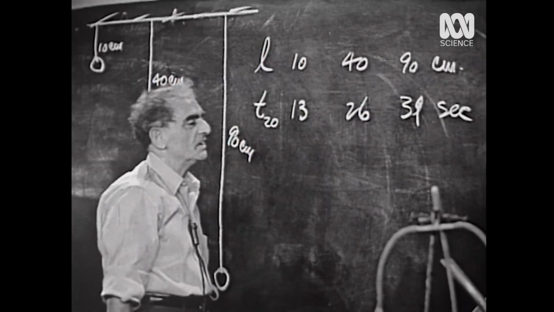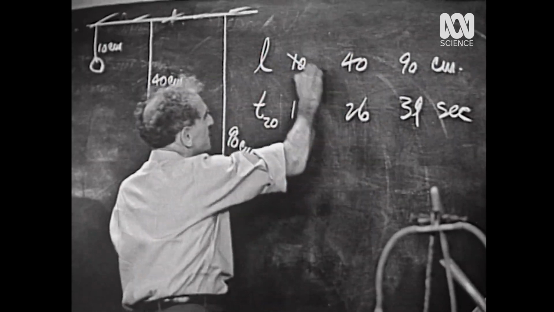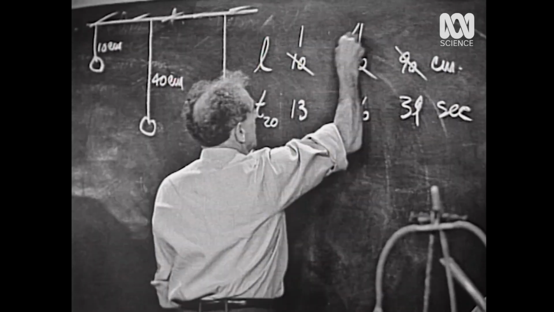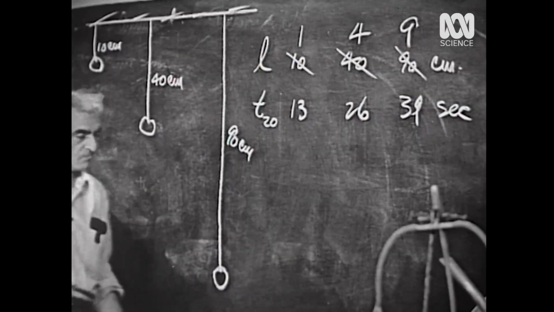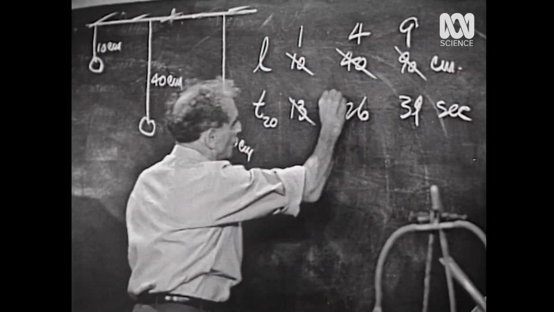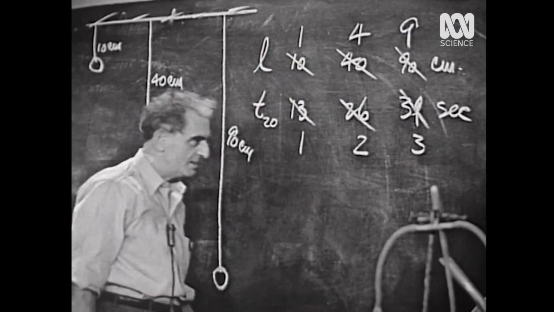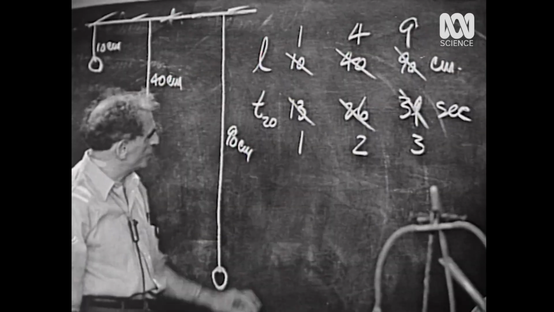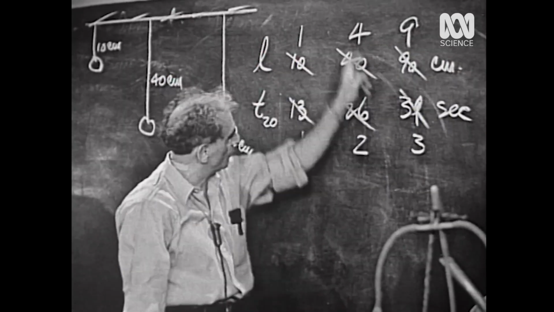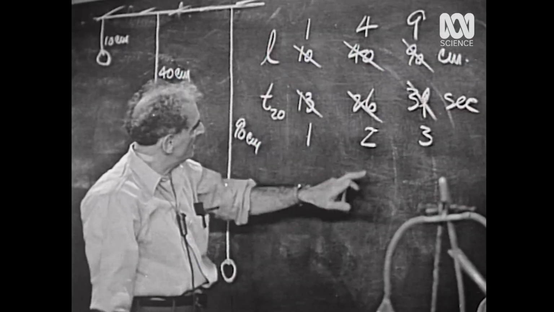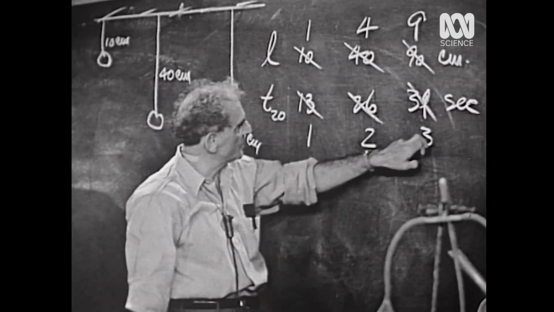Here is what is uncovered. These numbers are in the ratio, dividing all by 10, in the ratio of 1 to 4 to 9. Correct? These numbers, I hope you see, are in the ratio of 1 to 2 to 3. And now do you see any relation between this number and that one, and this one and that one, and this one and that one? Yes, 1 is the square root of 1, 2 is the square root of 4, and 3 is the square root of 9.